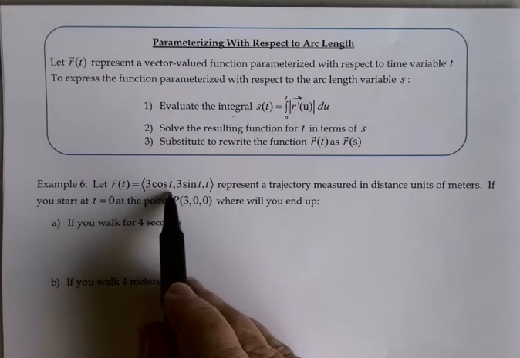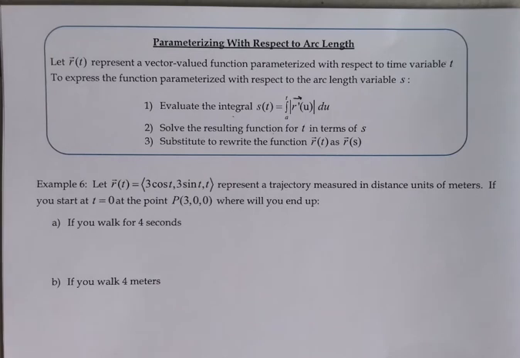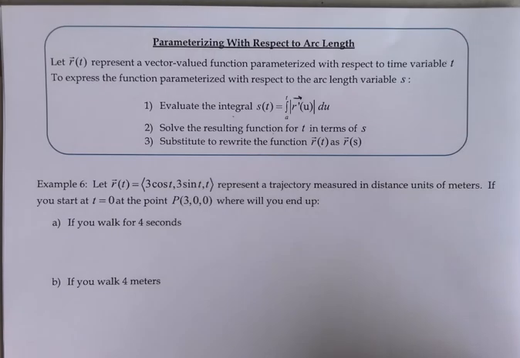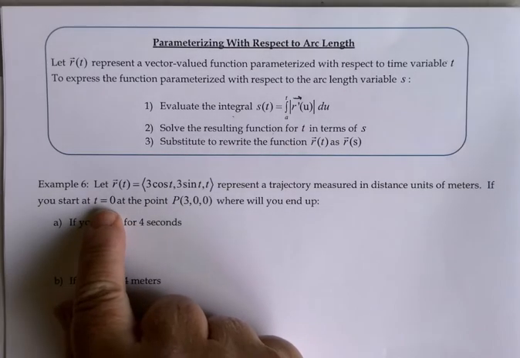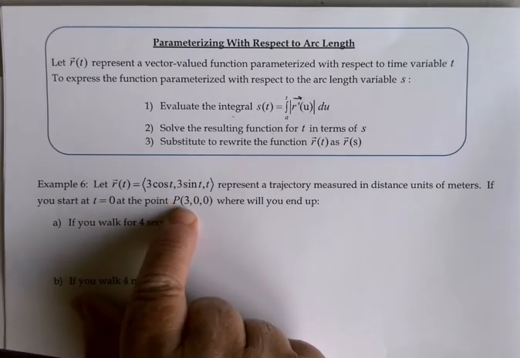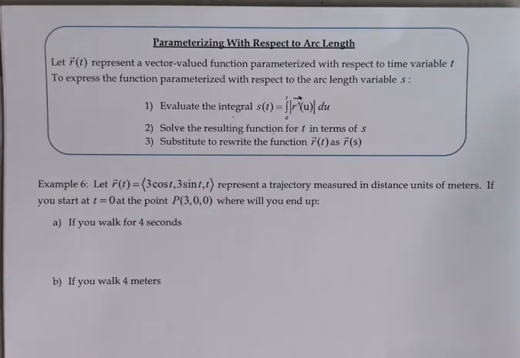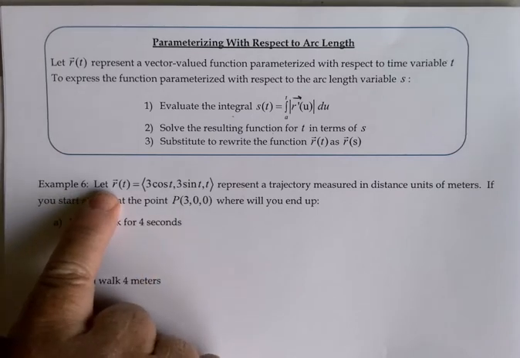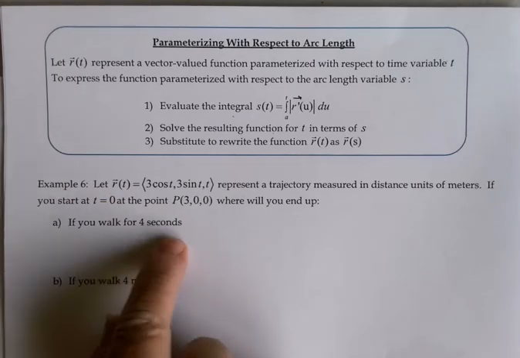I'm back to my helix again. 3 cosine t, 3 sine t, t represents our trajectory, and let's assume our distance units are meters. My starting point is going to be t equals 0. Notice if t is 0, I'd get 3 cos 0 is 3, 3 sine 0 is 0, and t equals 0. And my question is, where are we going to end up? First of all, if we walk for 4 seconds, and then secondly, if we walk for 4 meters. With what we have right now, the first question is easy. The function is parameterized with respect to t, and I gave you a t value.